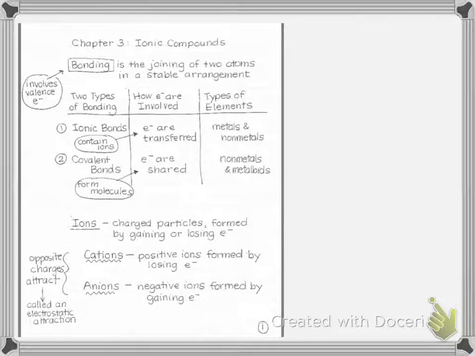In this chapter, we begin our discussion about bonding. You can see up here the definition of bonding. It's a general word for just joining or attaching two or more atoms in a stable arrangement. And when we talk about bonding, if you recall, the protons in an atom tell us what element it is, but it's the valence electrons, or the outermost electrons, that are involved in bonding. So in this chapter, we'll be talking quite a bit about the valence electrons.